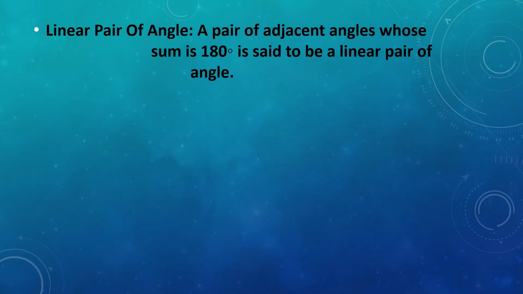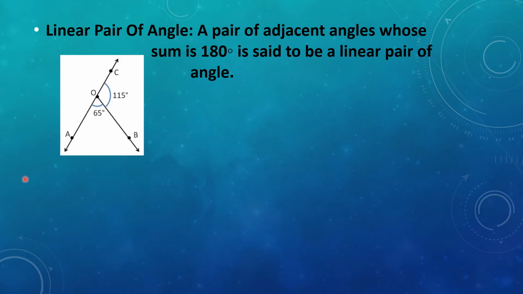Now, what are linear pair of angles? A pair of adjacent angles whose sum is 180 degrees are said to be a linear pair of angles. Let's understand through an example. Here you can see that AOB and COB are adjacent angles and their sum is 180 degrees, as 65 and 115 is equal to 180.